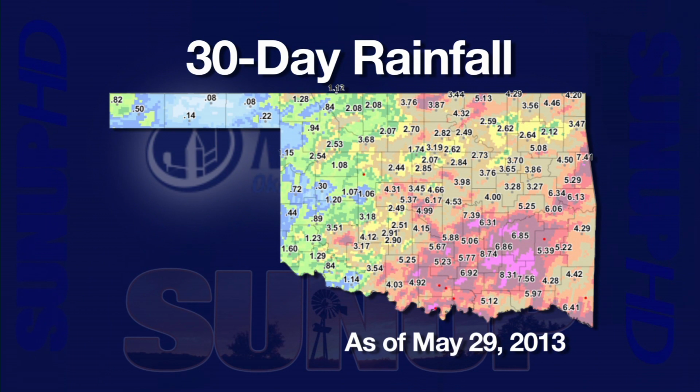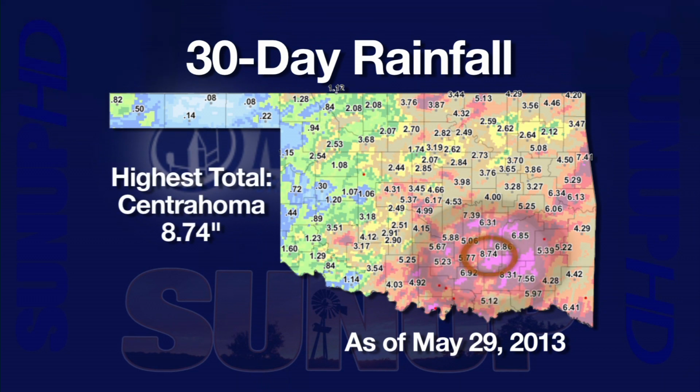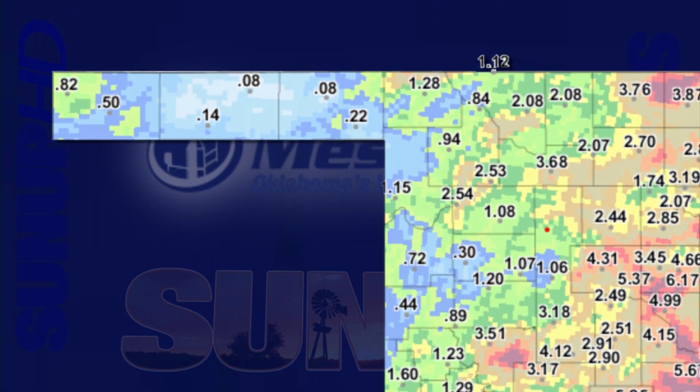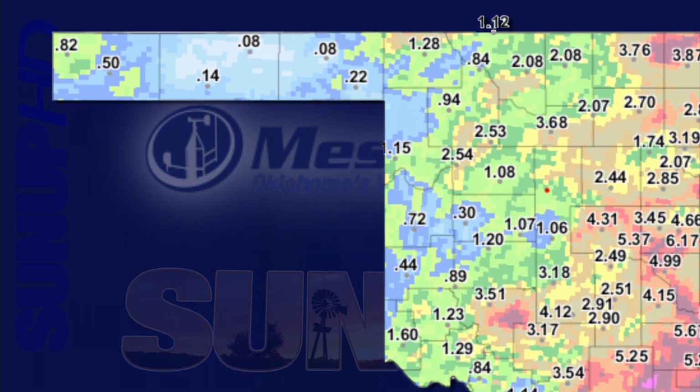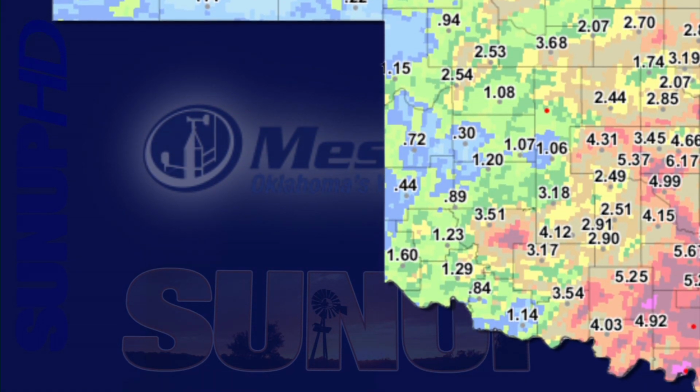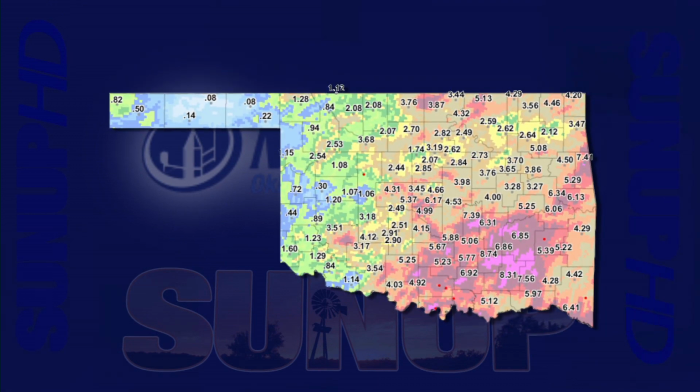A 30-day map of rainfall from May 1st through Wednesday, May 29th, shows that over most of May, a lot of the state received 3 inches or more. West of a jagged line from Medford to Weatherford to Lawton, the rainfall amounts declined down to the blue areas that received 3/4 of an inch or less.